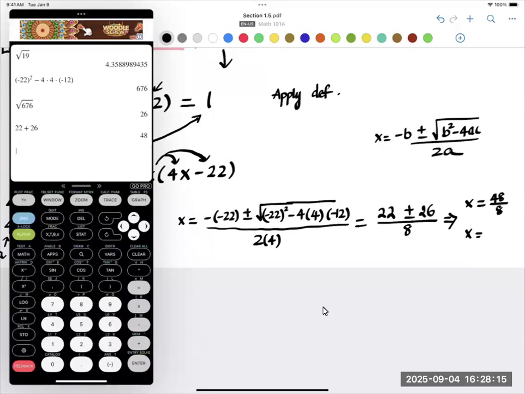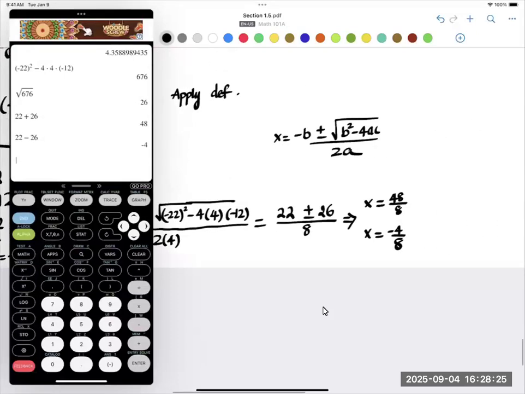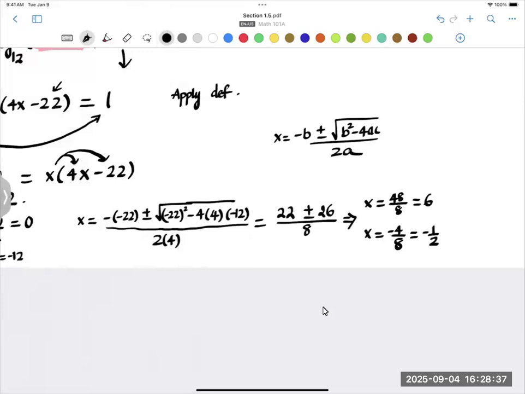And the second x is going to be 22 minus 26, which is negative 4, so negative 4 over 8. And of course, we need to simplify the fraction, so 48 over 8 is 6, and negative 4 over 8 is negative 1/2. So we have two answers, which are 6 and negative 1/2.